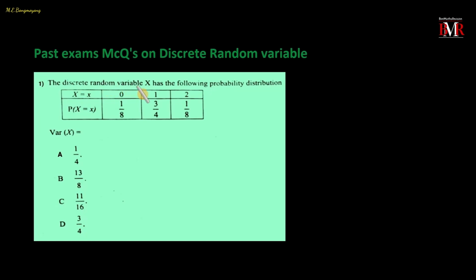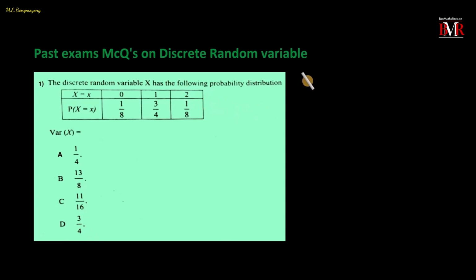The discrete random variable x has the following probability distribution. This is the random variable x, and the values it takes are 0, 1, and 2. When x is 0, the probability is 1 on 8. When x is 1, the probability is 3 on 4. When x is 2, the probability is 1 on 8. Now, what is the variance of x? Is it A, 1 on 4, B, 13 on 8, C, 11 on 16, or D, 3 on 4?